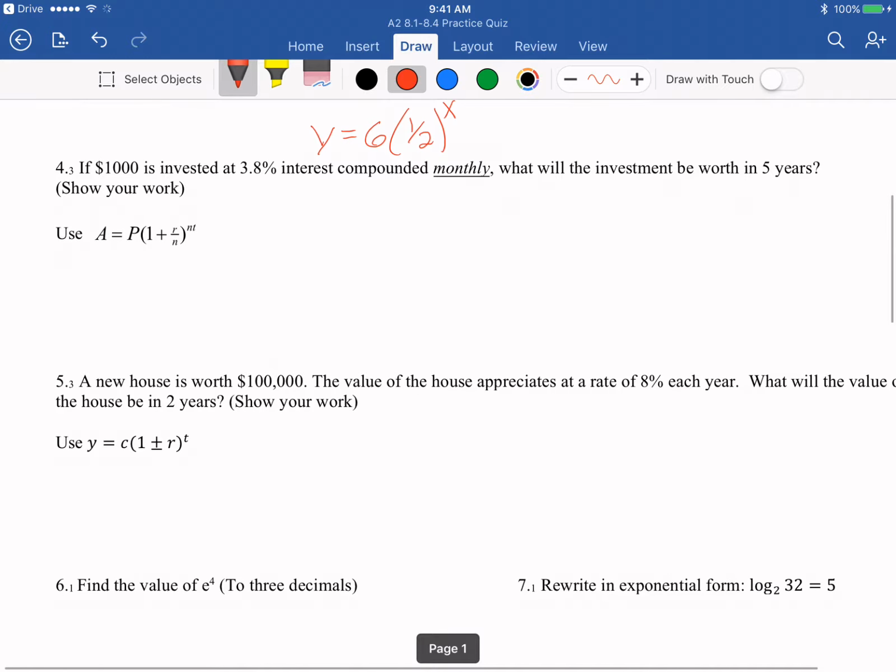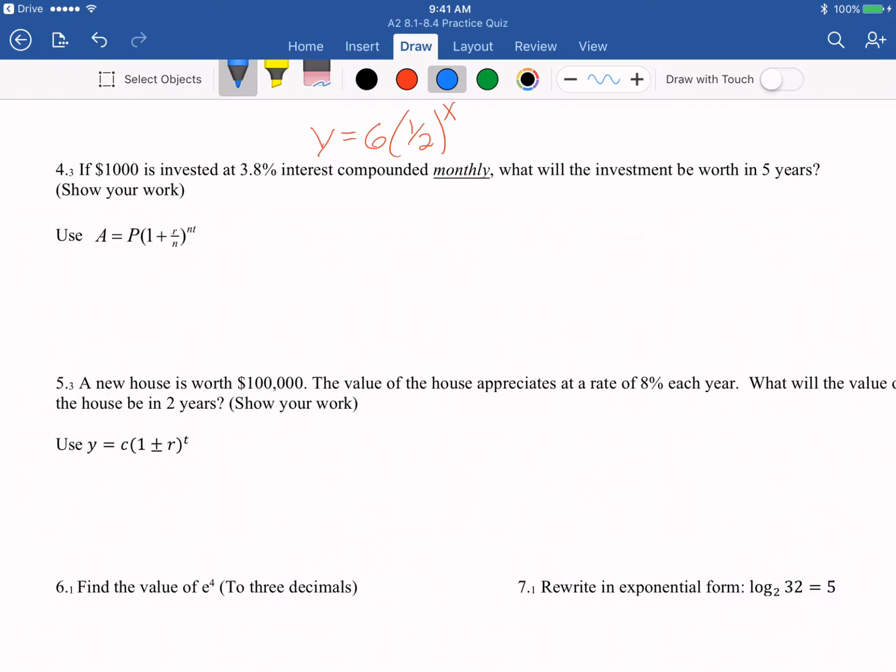All right. Looking at number 4, I asked you if you invest $1,000 at 3.8% compounded monthly there, what will your investment be worth in 5 years? So if we look at this guy, this 1,000 is going to be my P, my initial amount. This 3.8 is going to be my rate. Monthly means that it happens, that would be quarterly, excuse me. Monthly happens 12 times per year, so that's why we're going to have 12 there for my N, and my T is going to be 5 years. All right, so I give you the equation. You have to just plug it in and go here.